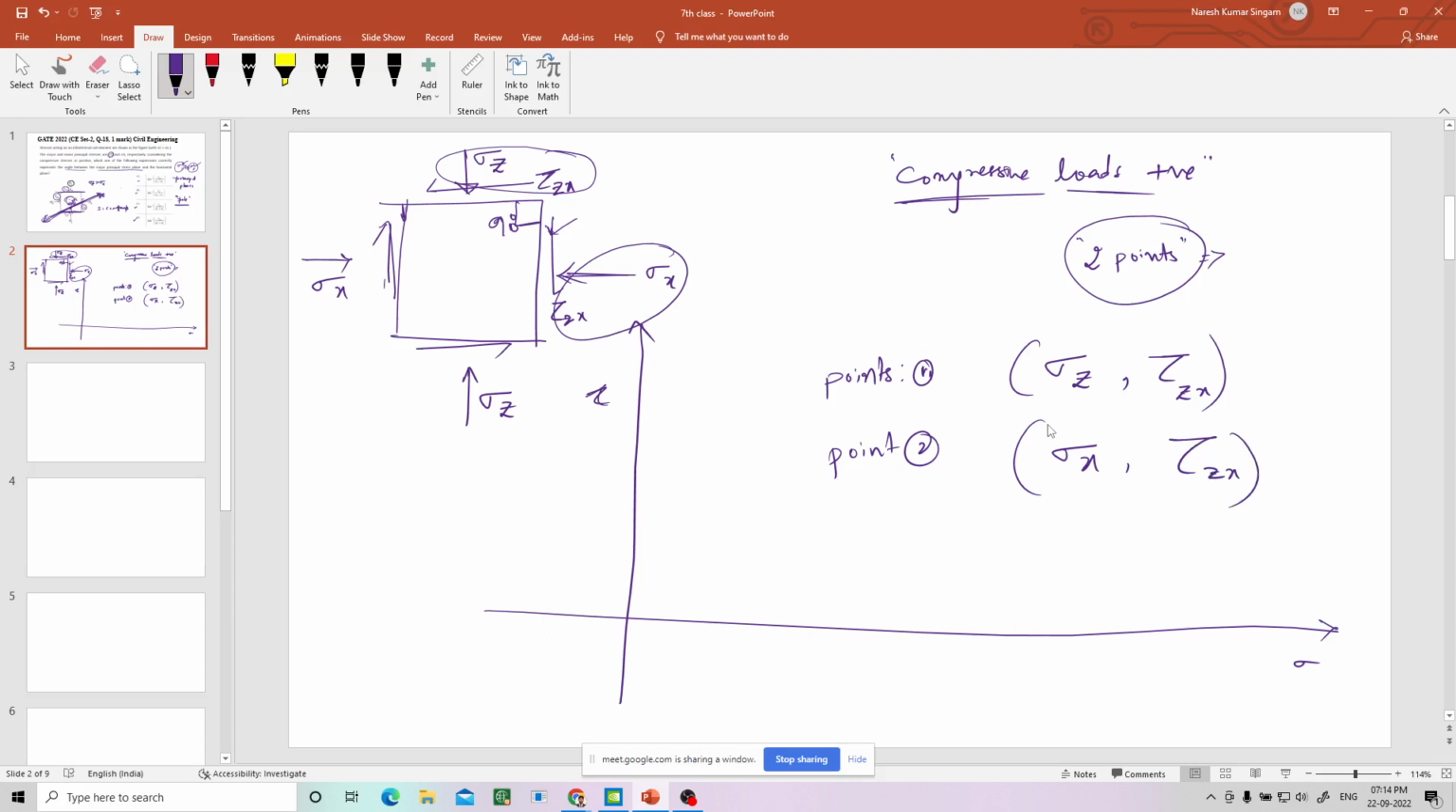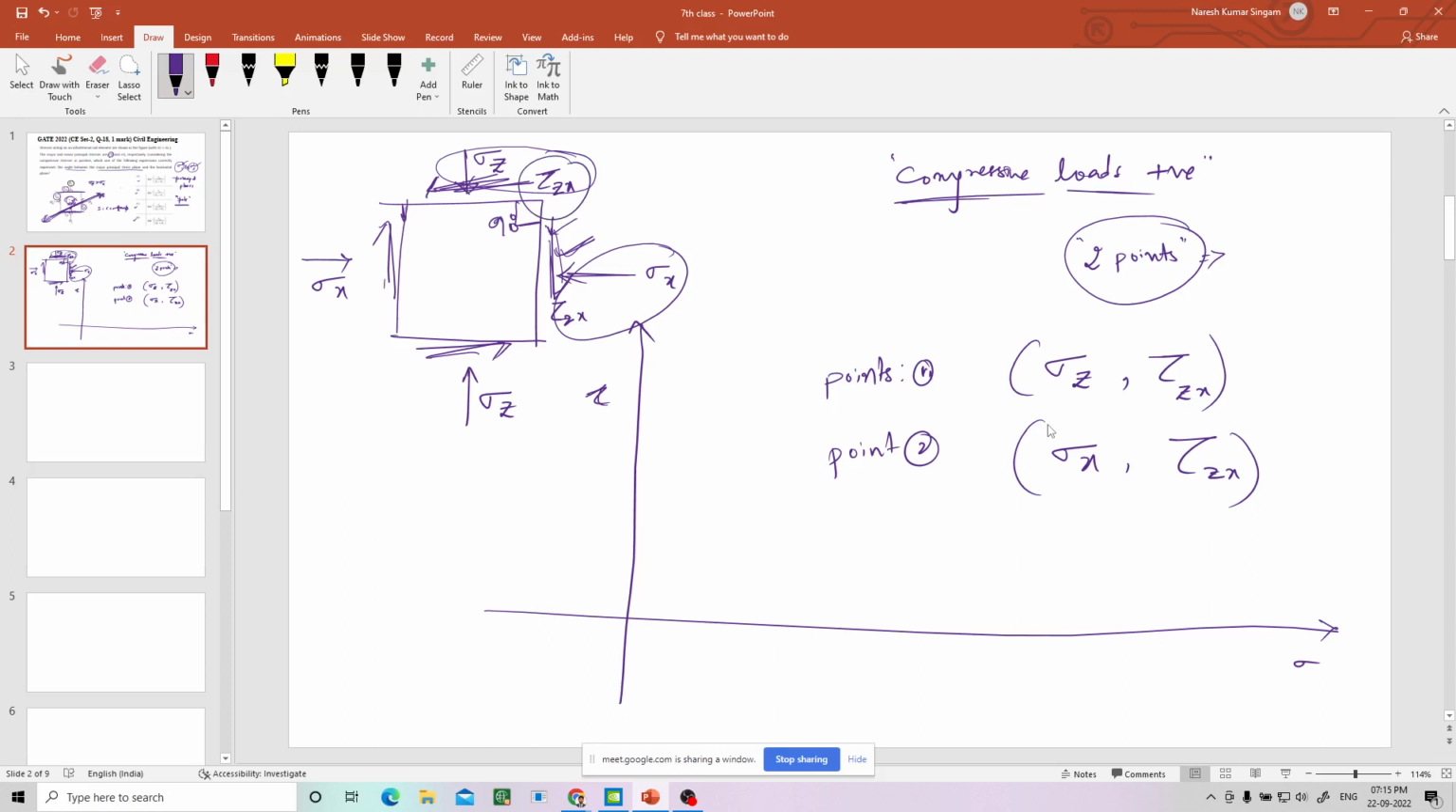But here if you see, this is anti-clockwise shear stress, whereas this is clockwise shear stress. So they must be having different signs. Suppose if it is positive, the other will be negative. If it is negative, it will be positive. You can take anything positive, anything negative. Generally we take anti-clockwise couple as positive shear stress. So let's go for positive for sigma z and tau zx.